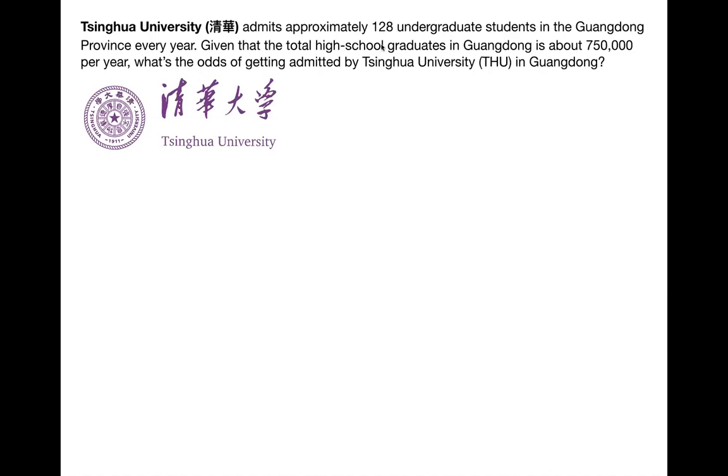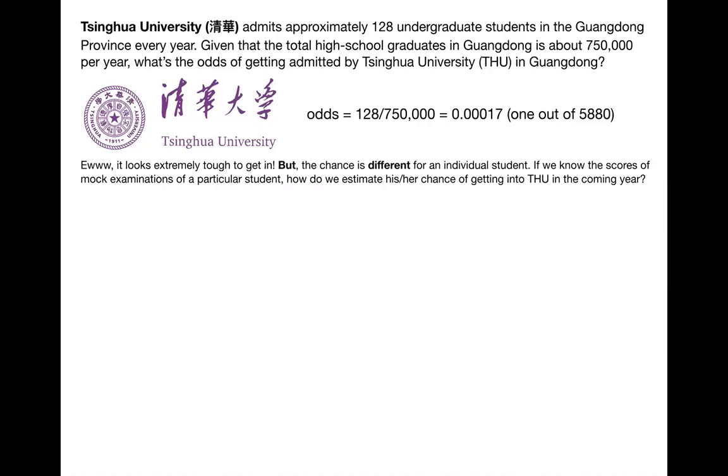If you don't know statistics, the answer is that the probability is 128 divided by 0.75 million. That's almost one out of 6,000, which is a very, very low chance. It means, just give up, right? But that's not true, because that's a good example of bad data analysis.